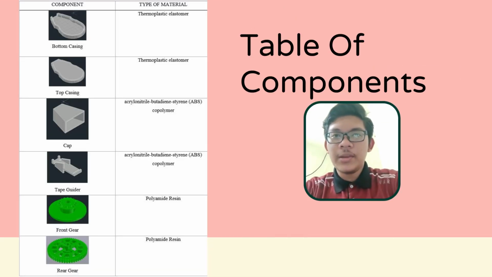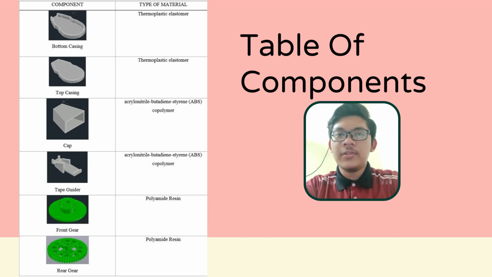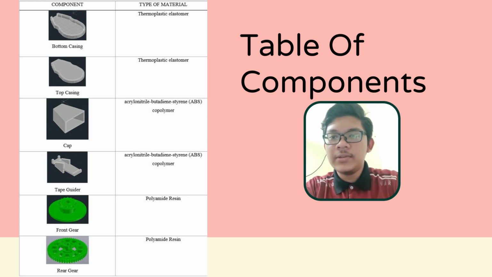Continue on to the table of components. We have bottom casing and top casing, which is made of thermoplastic elastomer. For the cap and tape guider, the material used is acrylonitrile butadiene styrene copolymer. For the front and rear gear, the material used is polyamide resin.